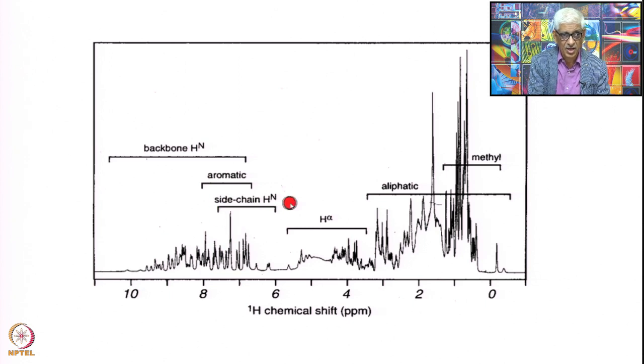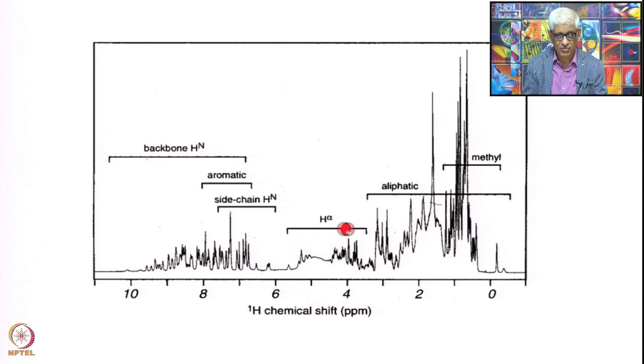Then you have the side chain amide groups. Where are these side chains? These are in the asparagine and glutamine, and also in arginine and lysine. These are the 4 residues which have amide groups or NH groups in the side chain, and they will appear in this area from 6 ppm to 8 ppm.